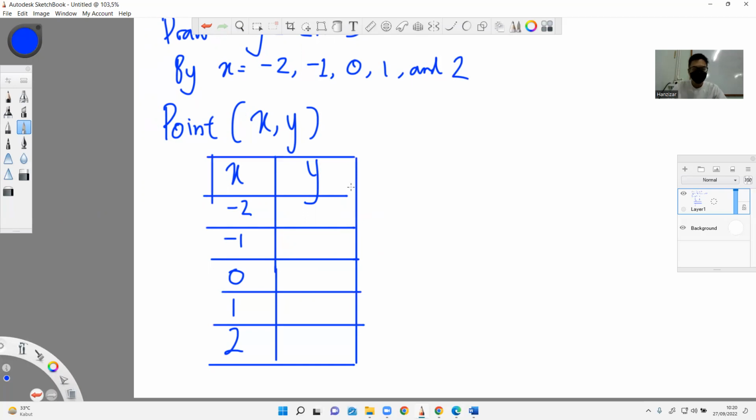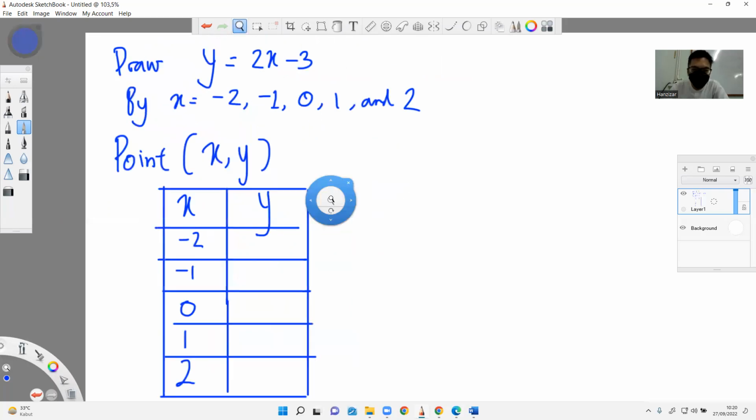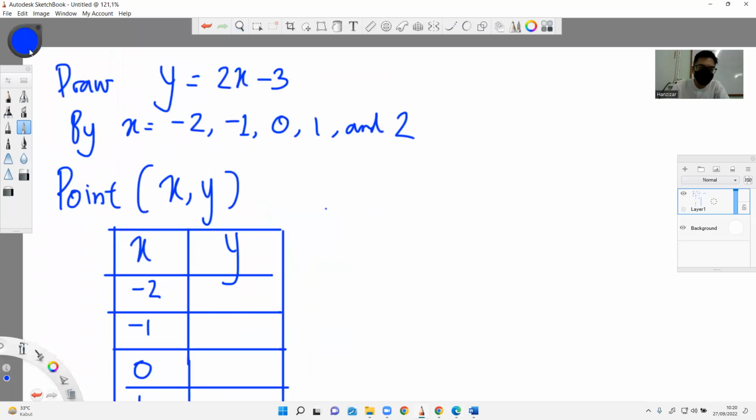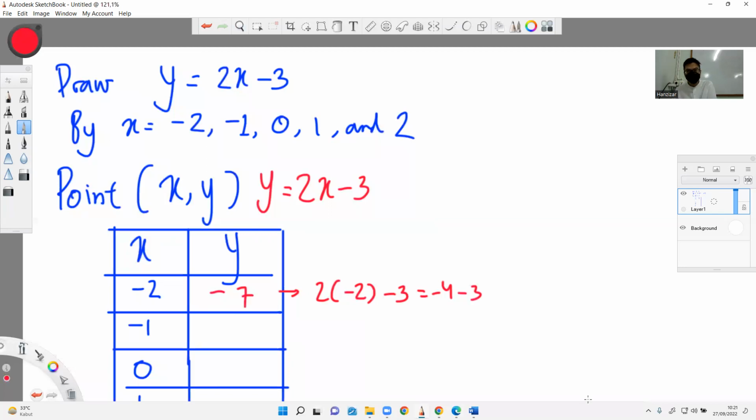Look at this, guys. What is the function? The function of y equals 2x minus 3. Okay. So if x equals negative 2, what is the value of y? Get it, guys? 2 times negative 2 minus 3. Negative 4 minus 3. Negative 7. Understand? How about negative 1? You change the x by negative 1. 2 times negative 1, minus 3. Negative 5.